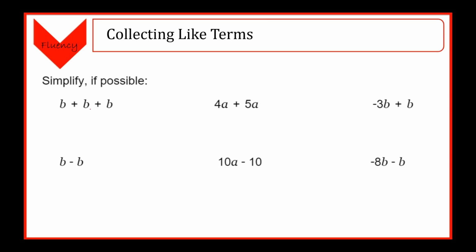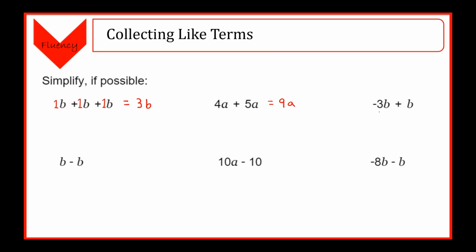What is b plus b plus b? For this one, remember, there are invisible ones in front of every variable if there's not another coefficient there. The coefficient in front of every variable that looks like it doesn't have one is going to be 1. I just add these coefficients together. So 1 plus 1 plus 1, that's 3. So my answer is 3b. 4a plus 5a, 4 plus 5, that's going to be 9. And since these are the same variables, I just write 9a.